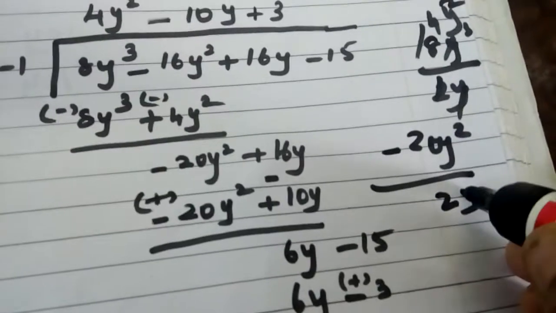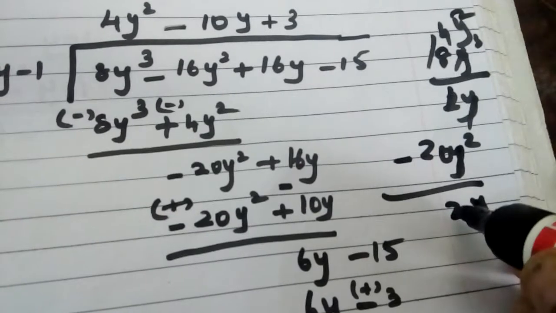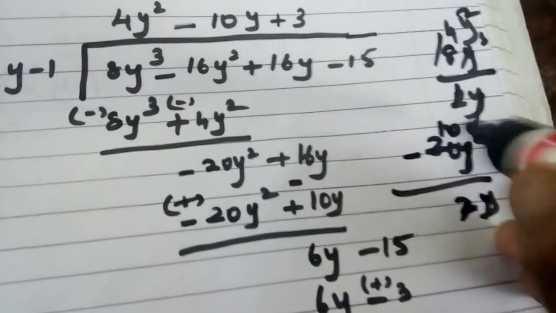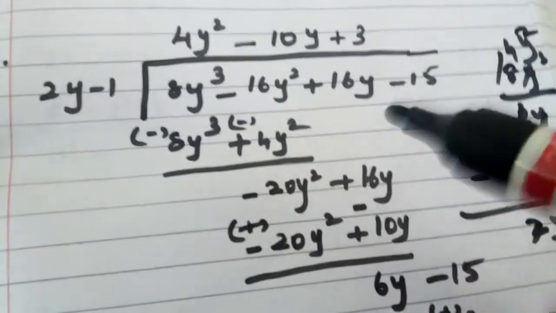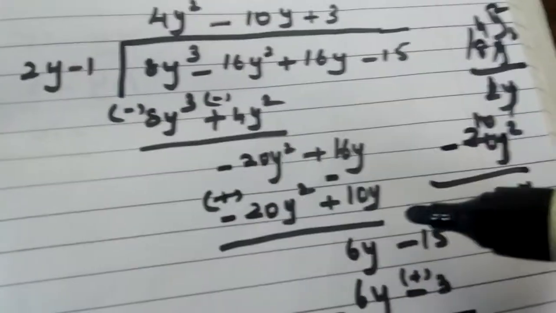So y and 1y will be cancelled. 1y will be there. 2 will go 10 times. So I can take minus 10y. That's what we are writing here. So minus 10y. Then when you multiply, again you will get like this.